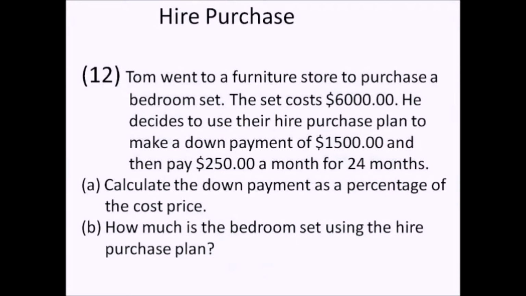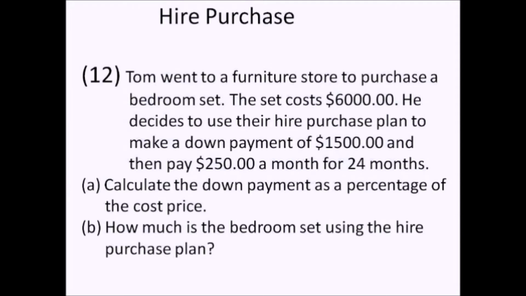Okay, let's move on. Hire purchase, number 12. Tom went to the furniture store to purchase a bedroom set. The set cost $6,000. He decides to use the hire purchase plan to make a down payment of $1,500 and then pay $250 a month for 24 months. Calculate the down payment as a percentage of the cost price and how much is the bedroom set using the hire purchase plan.